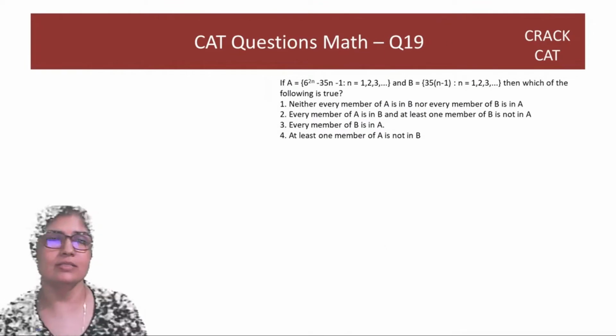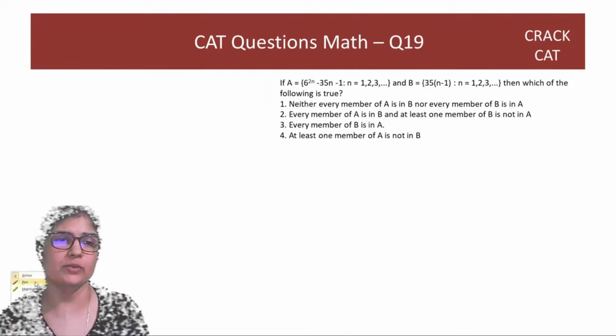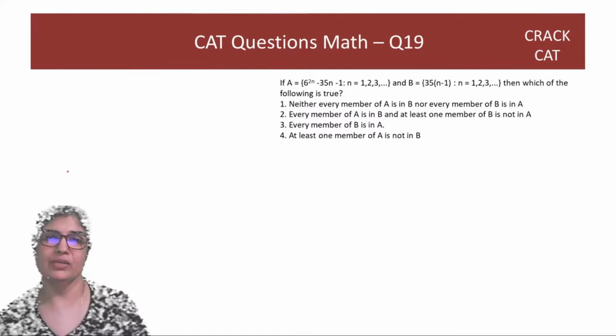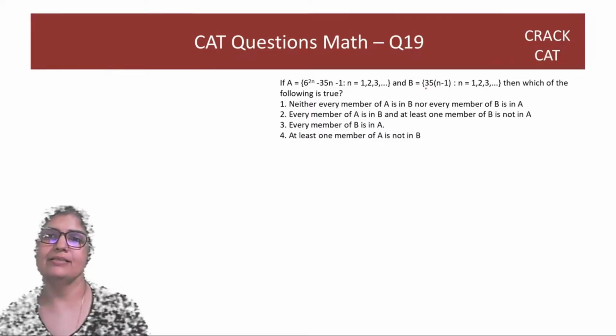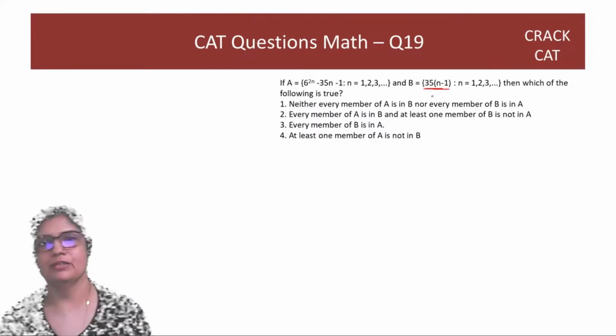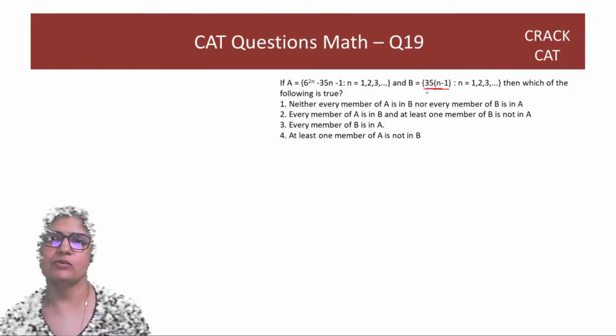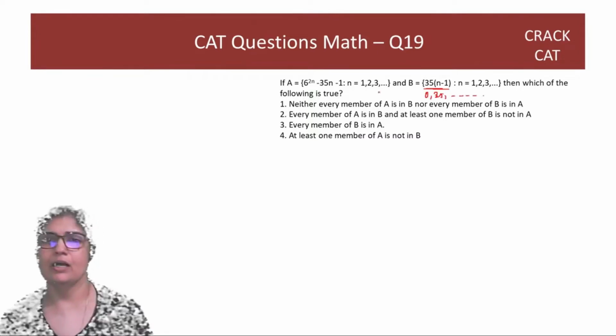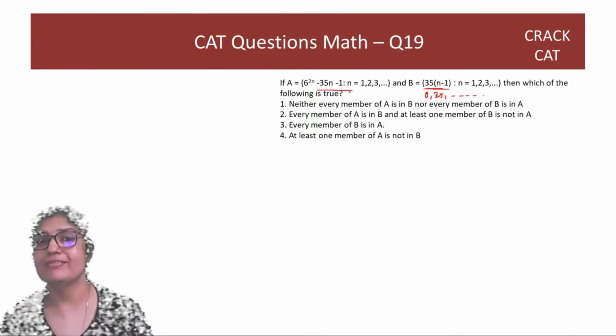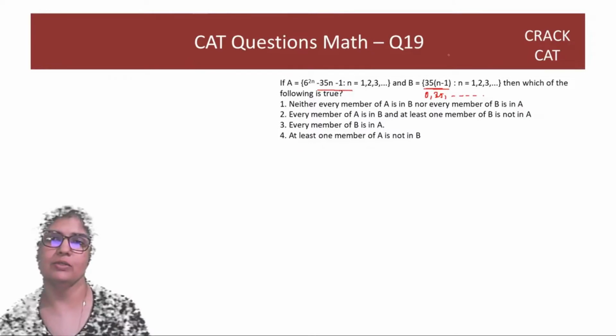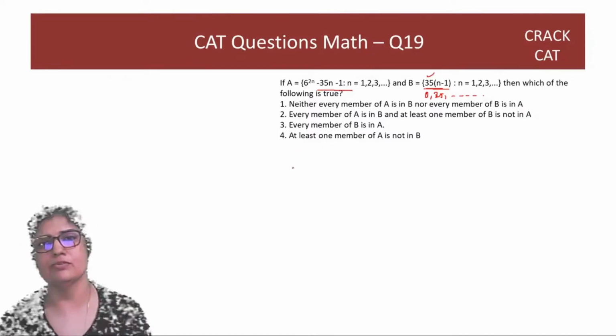A is all this, B is all that. At the start the question looks a little scary, I agree, but it is not so bad. See, this is basically multiples of 35. Right? Starting from 35 into 0. So from 0 onwards, all the multiples of 35 will come here. What kind of numbers are these? That's what we need to find out. Because this we found out very easily. They are multiples of 35.